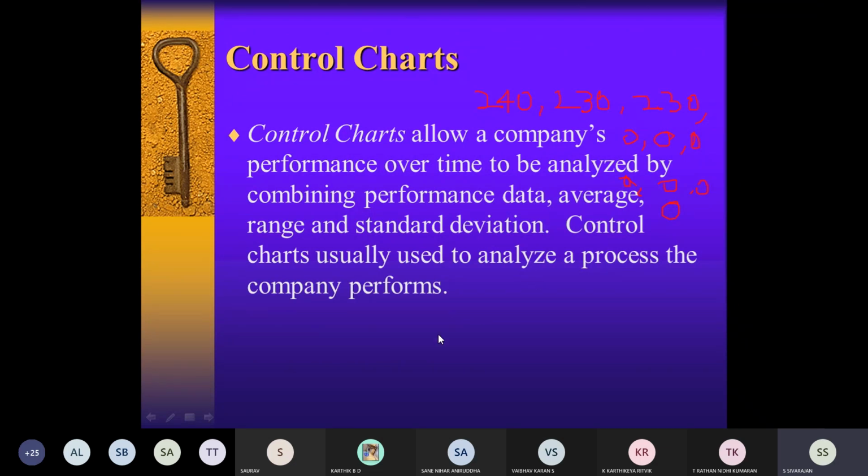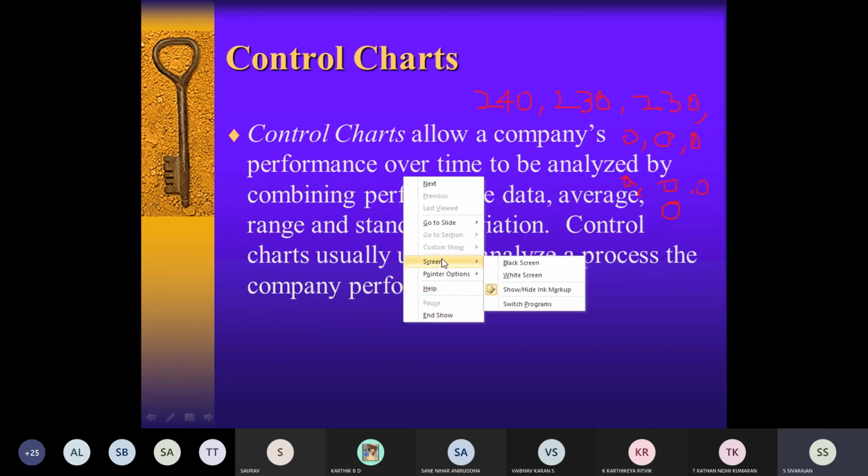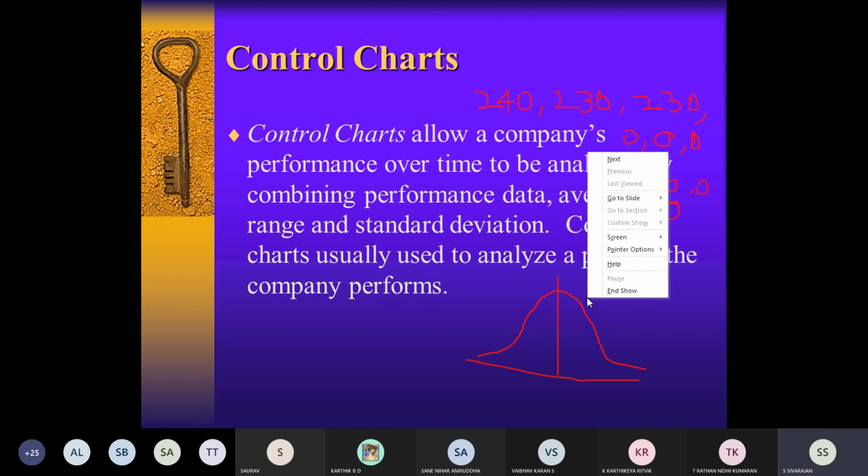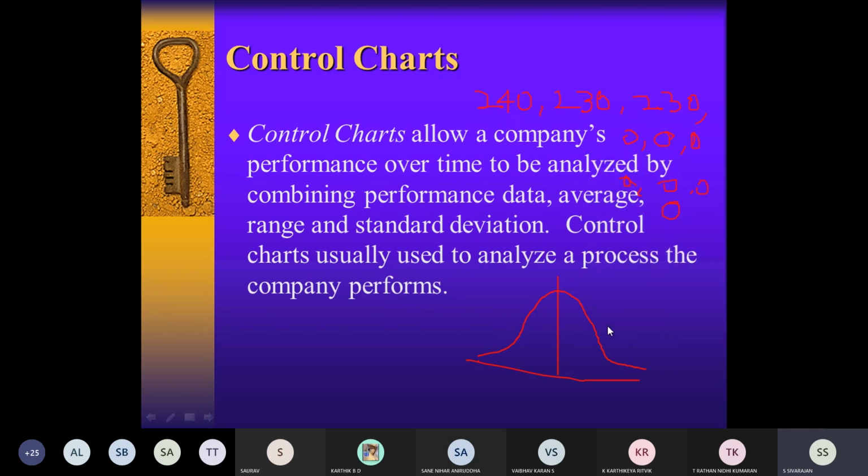For that, you know about the Gaussian distribution, the bell-shaped normal curve. I don't know how many of you remember the mathematics. The bell curve will be something like this, and this line is the central line, that is the average. If you plot this data, the average is 70, the 240 and 230 will come here, and all the zeros will come here.